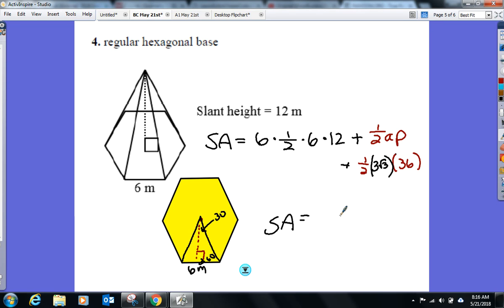Okay, so this right here, 6 times 1/2 times 6 times 12, comes out to be what? Okay, so that's 216 plus 1/2 of 30, that's 18, right? 18 times 3, 54, so 54 radical 3. So let's add those two up. To the nearest tenth.